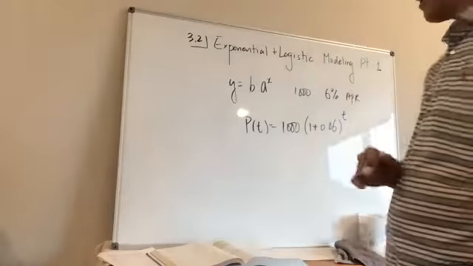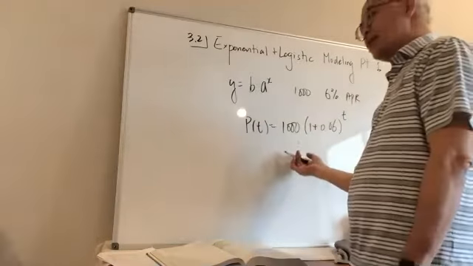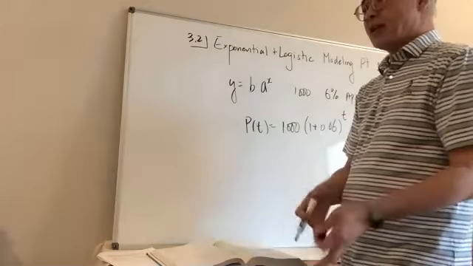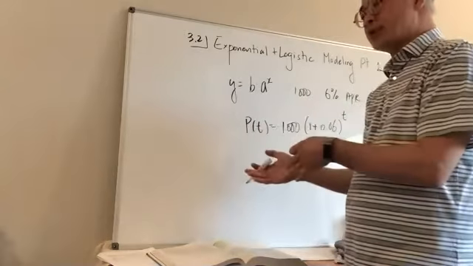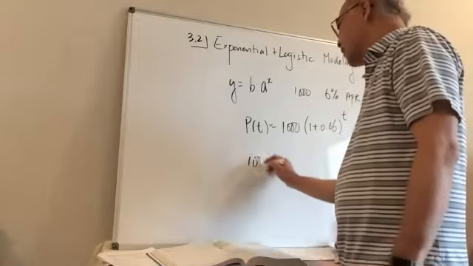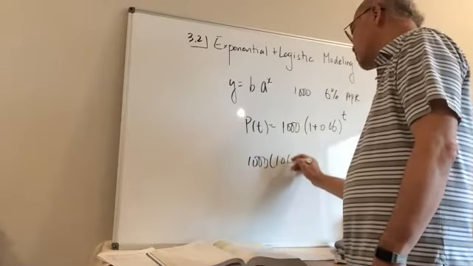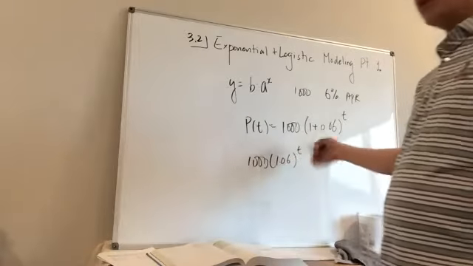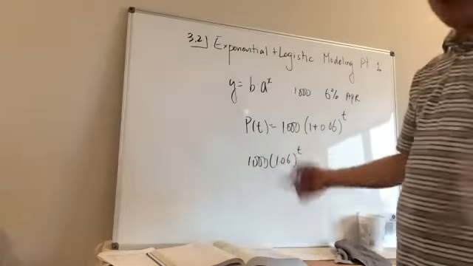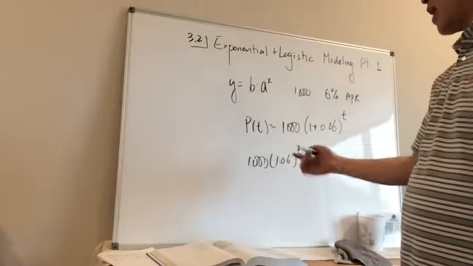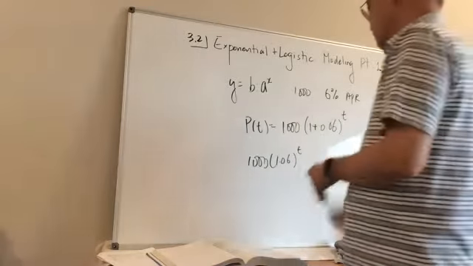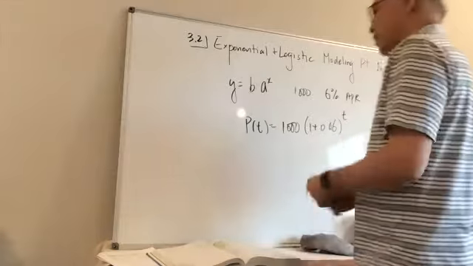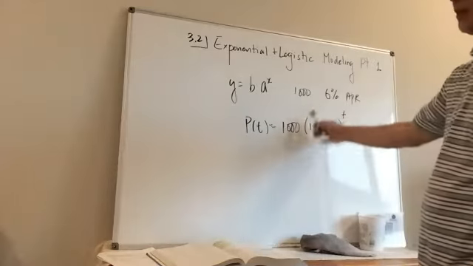Because the first year, I'm going to have 1,060. The next year, I start with 1,060 and multiply that by 1.06. So every year you multiply another 1.06 to whatever you had before. This is an exponential growth because I'm getting larger.